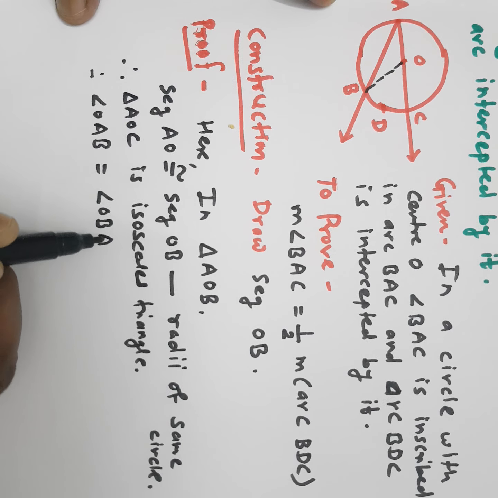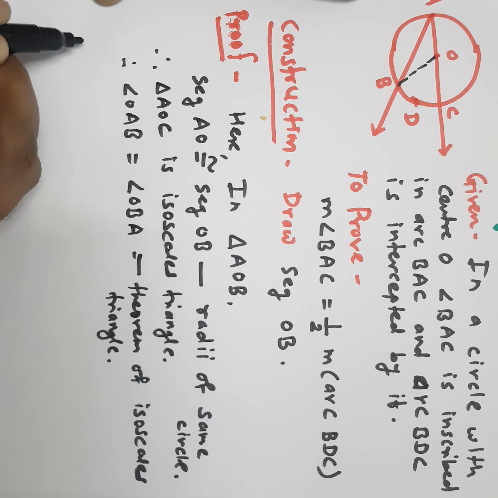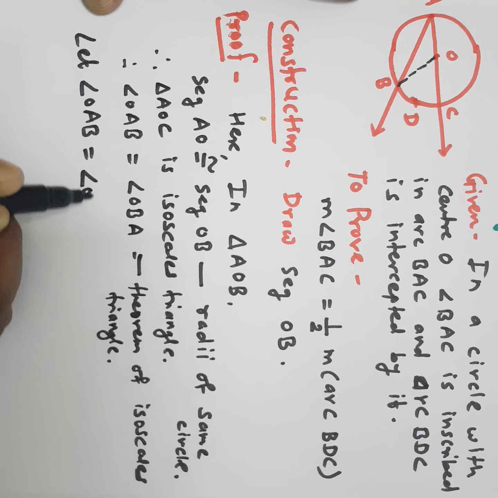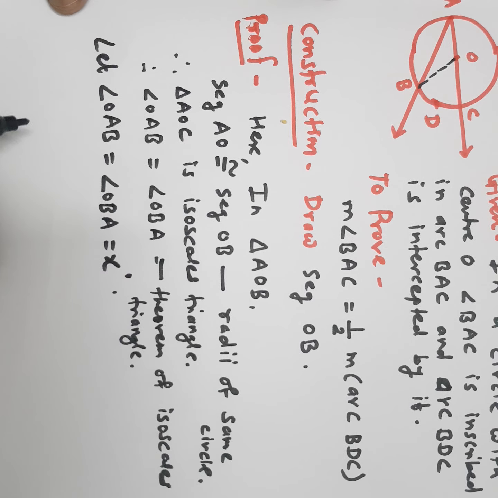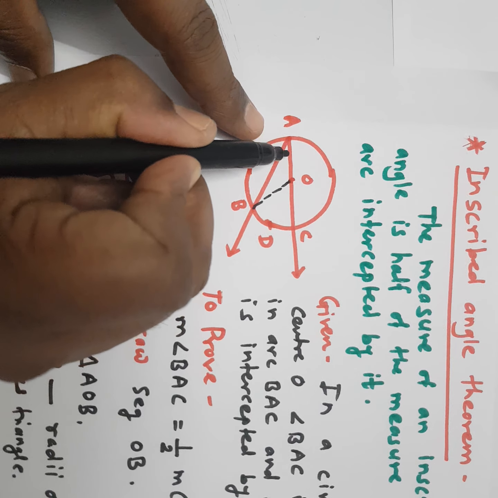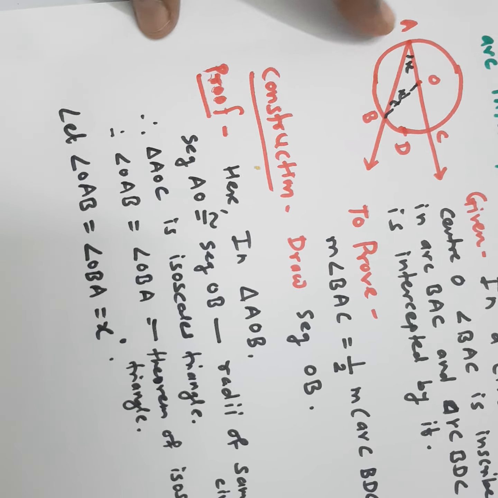Why? Theorem of isosceles triangle. What is the theorem of isosceles triangle? The angles opposite to congruent sides are congruent. Let angle OAB is equal to angle OBA is equal to x degree. Here we will write angle A is x and angle B is also x.